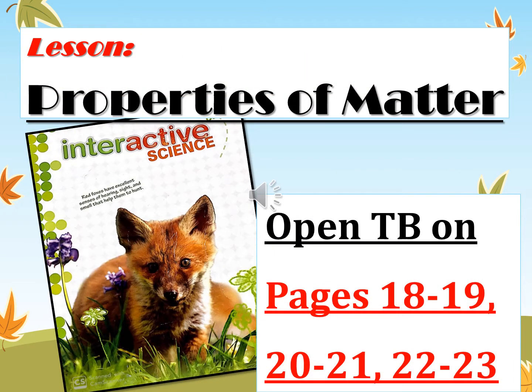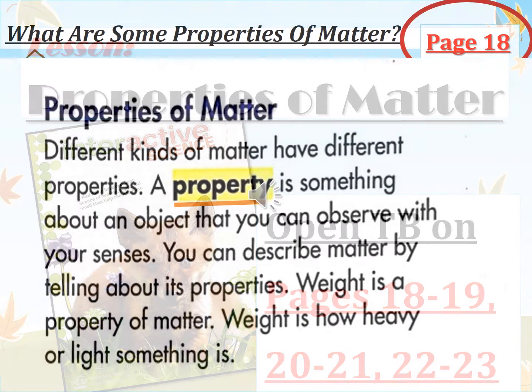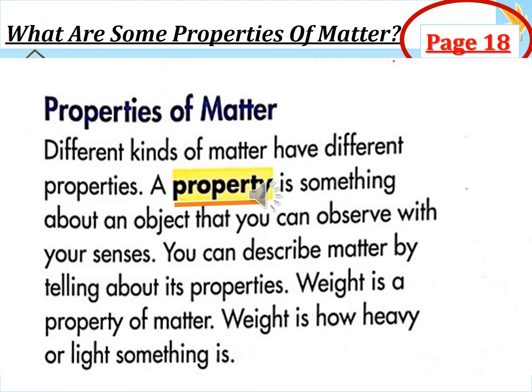You may now open your textbook on the following pages: 18 to 19, 20 to 21, and 22 to 23. Have you found the pages? Allow me to read with you the properties of matter. Different kinds of matter have different properties. Whenever we say property, it is something about an object that you can observe with your senses.